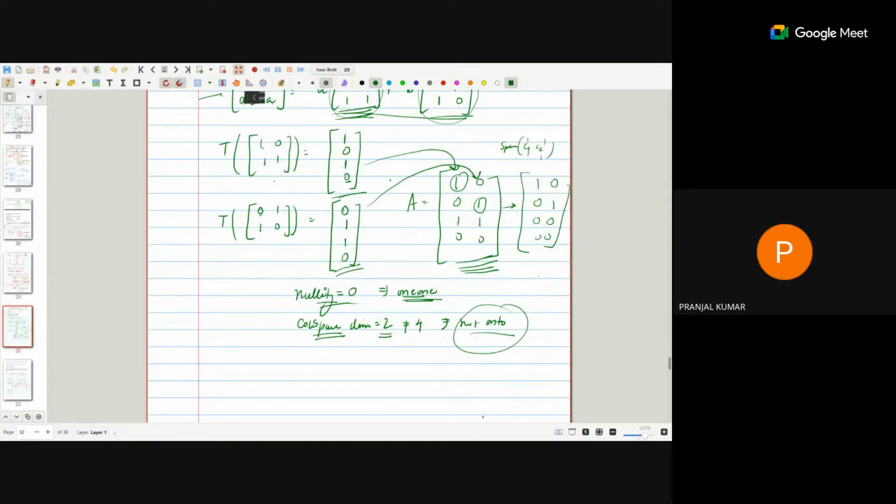For one to one, see, nullity is 0. That is, no free variable is there. You can see that both columns have pivots. If a pivot is present in a free column variable, then it will not be one to one. But since there is no free variable, that's why it is one to one. If nullity is 0, then it's one to one, and if nullity is not 0, then it's not one to one. So when nullity is 1, it means that there is one free variable. When nullity is 0, it means that there is zero free variable. No free variable. Yes. Okay, fine.